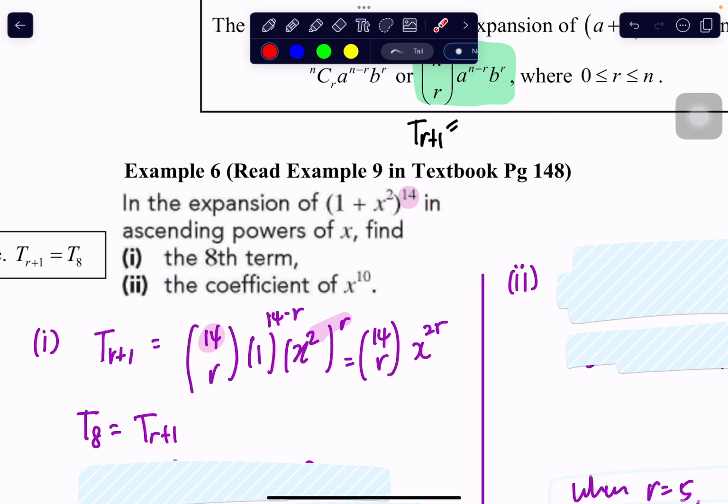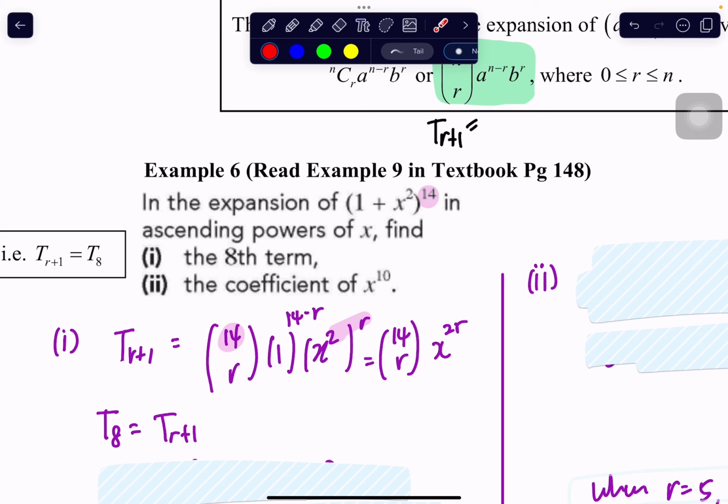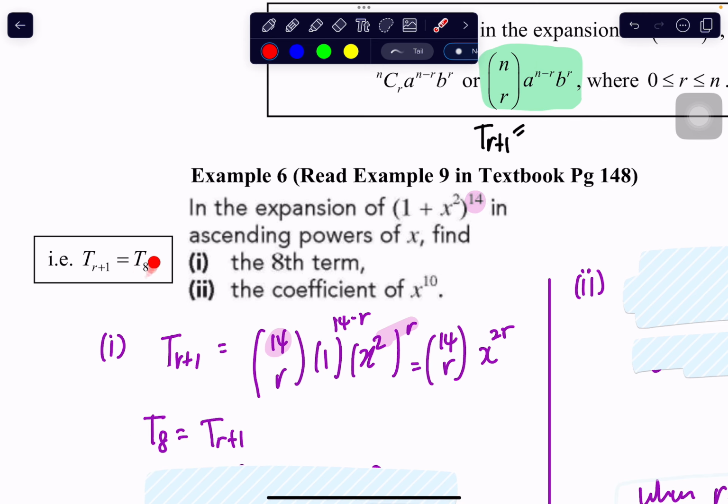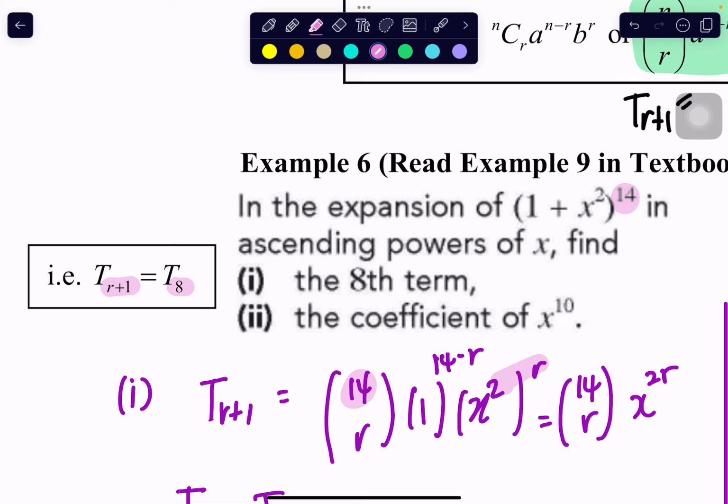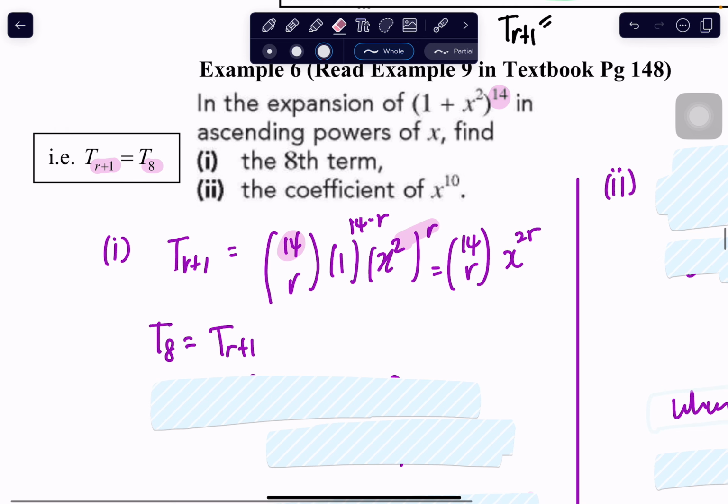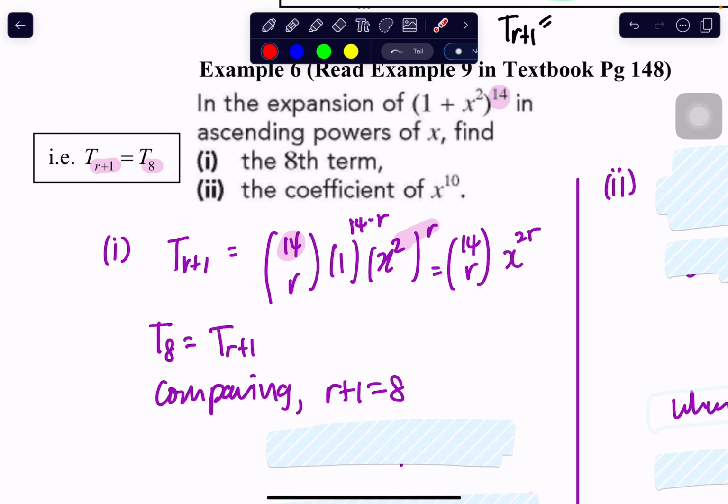The question wants me to find the 8th term. So the 8th term simply means T_8. By comparing r plus 1 and 8, I will obtain r to be equal to 7. So I have found an appropriate value of r to substitute into the general term formula, which would allow me to find the 8th term.